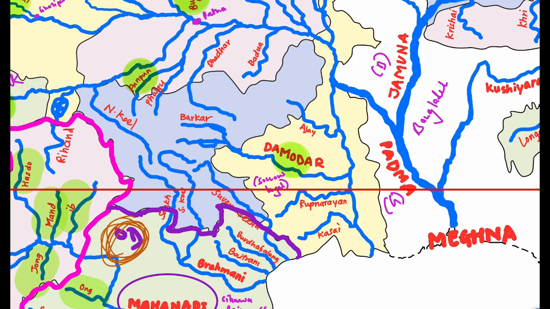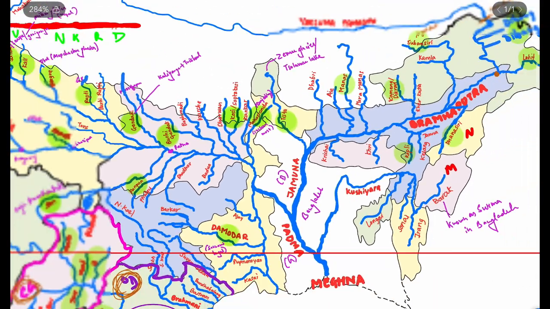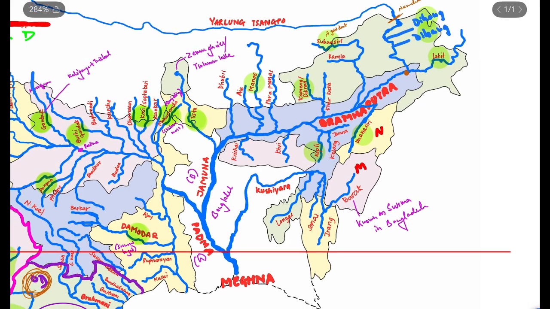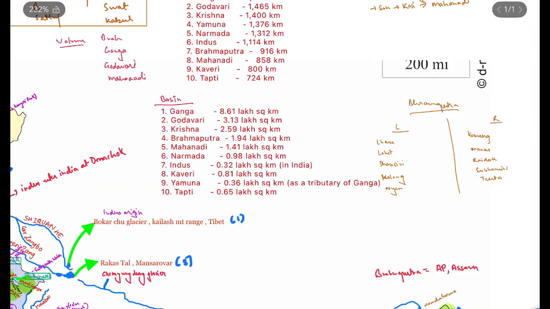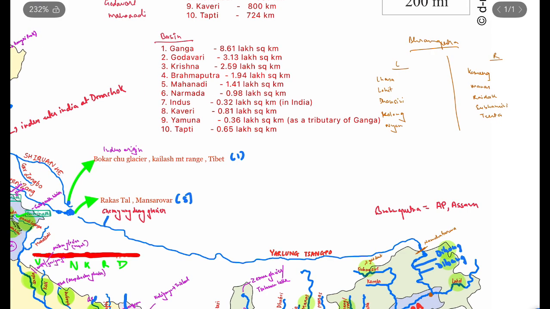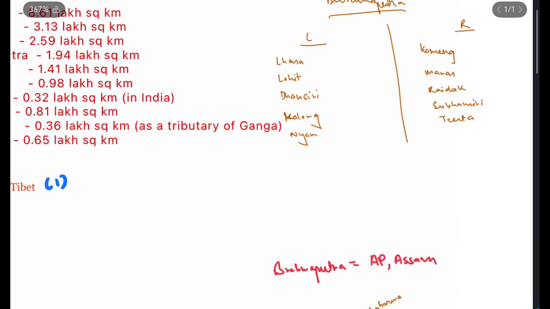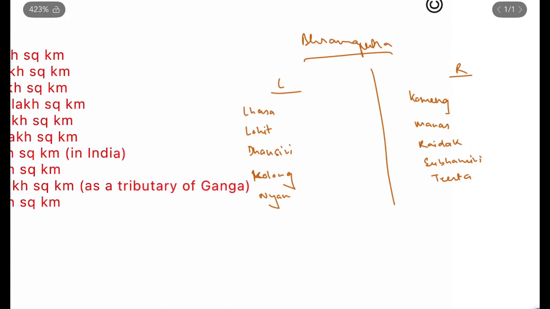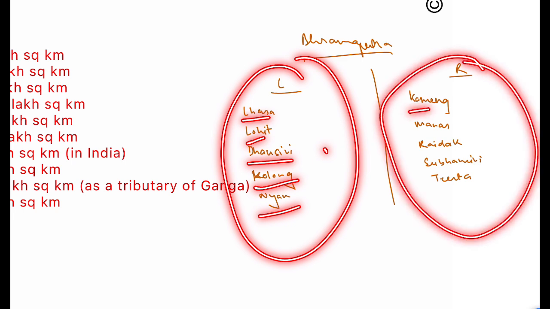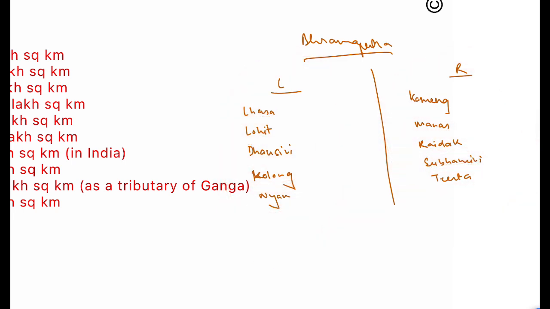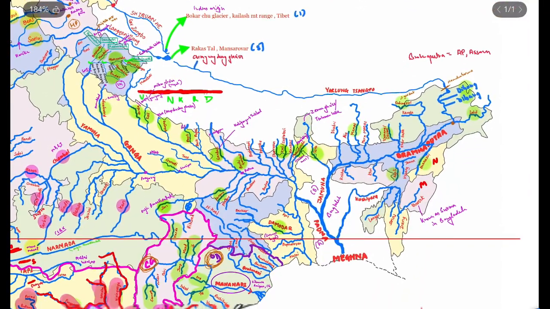This is done. Now let's do Brahmaputra. Before that, we'll see what are the important left and right bank tributaries. Brahmaputra has Lhasa, Lohit, Dhansiri, Kalong, Nayan as left bank tributaries. Kameng, Manas, Raidak, Subansiri, Tista as right bank tributaries.